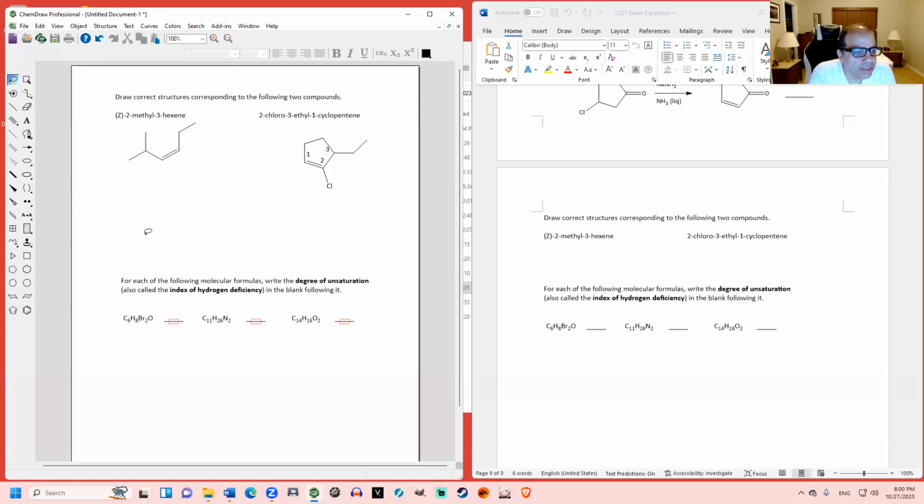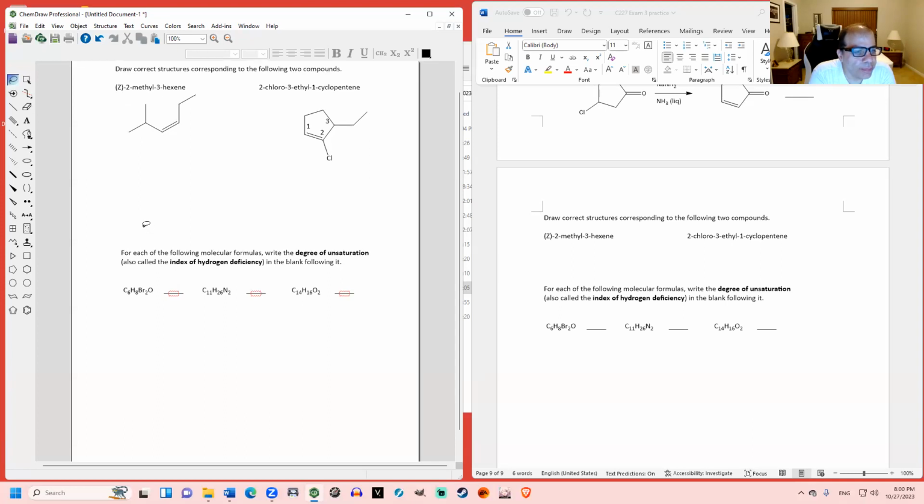And finally, we're to find the degree of unsaturation, or index of hydrogen deficiency, from those formulas. It doesn't say to draw examples of the compounds, so we don't have to. We just need to find the degree of unsaturation. So C6H8Br2O is the same as C6H8Br2. The oxygen has no effect on the degree of unsaturation.